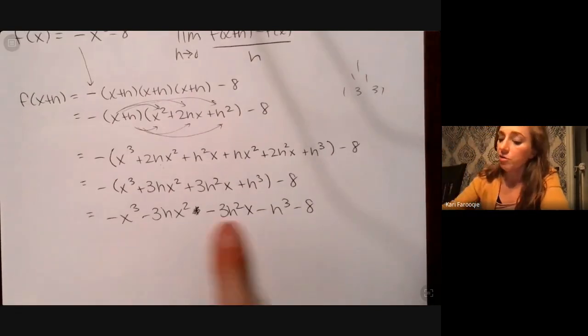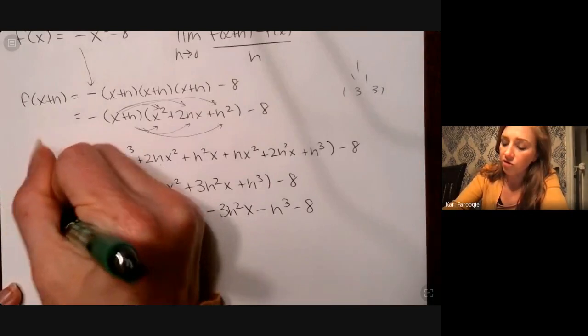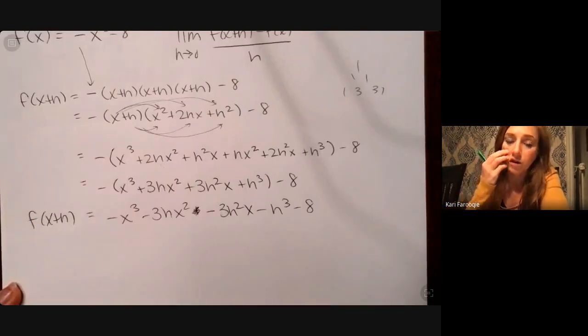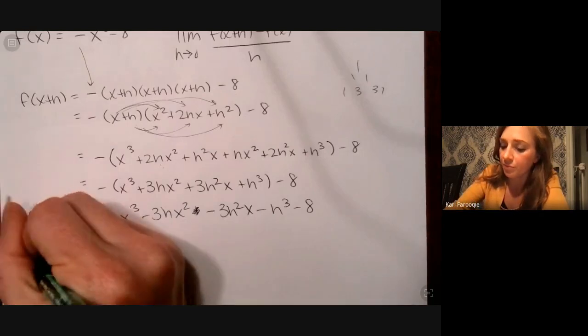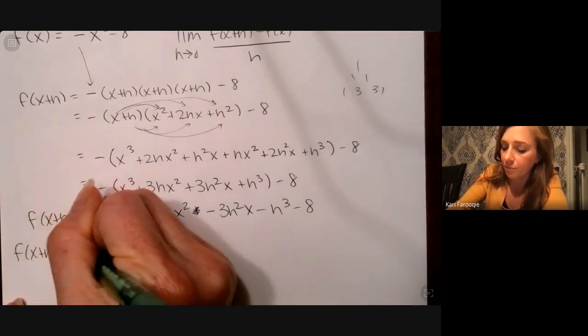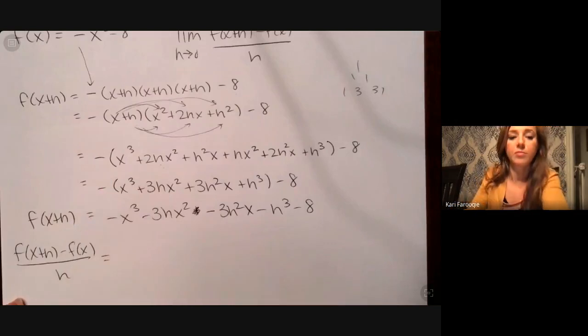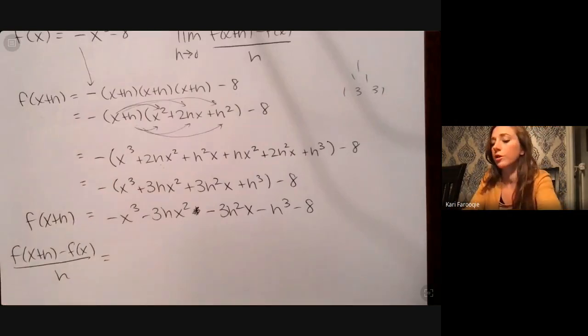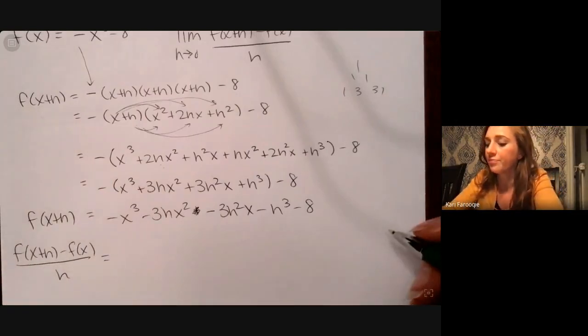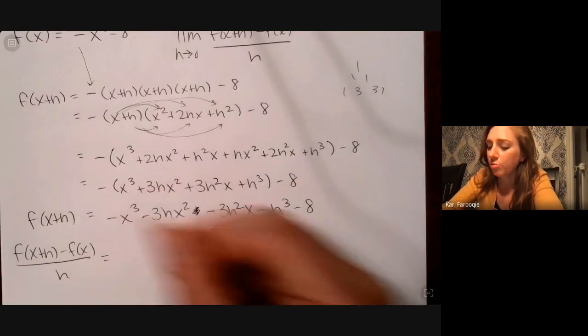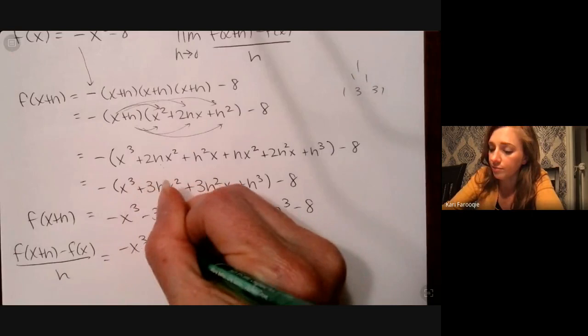Now, there's nothing you can do to simplify this, but this is just f of x plus h. We're going to take that, subtract off f of x, and divide by h. So here's where we're going now. If you're wondering why we're writing it again, you can just build it off what we already have.